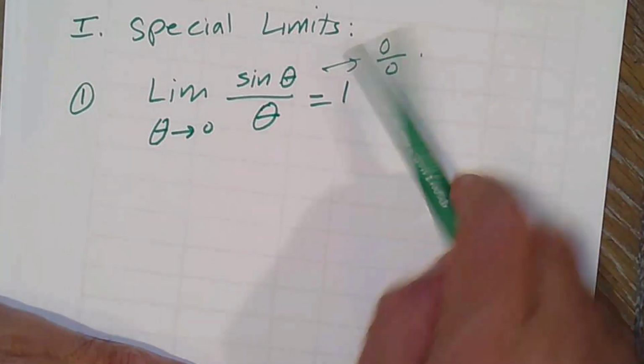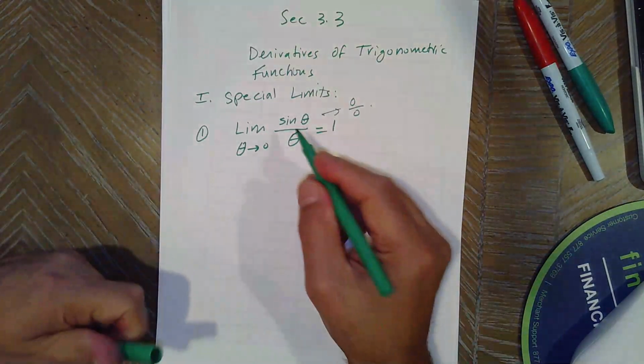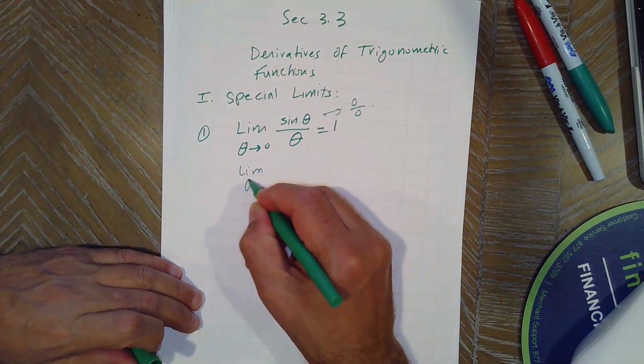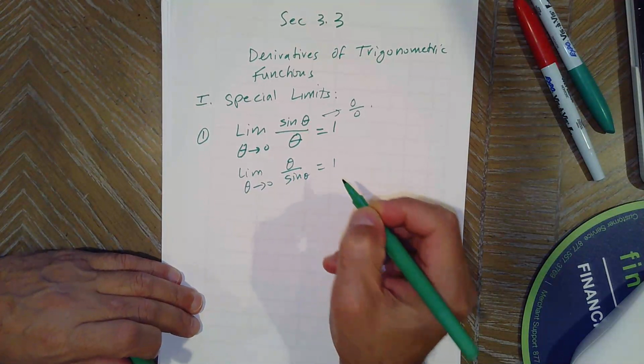1. Also, if the limit of sine theta over theta is 1, then also the limit of its reciprocal is 1, right? Theta over sine theta is 1.